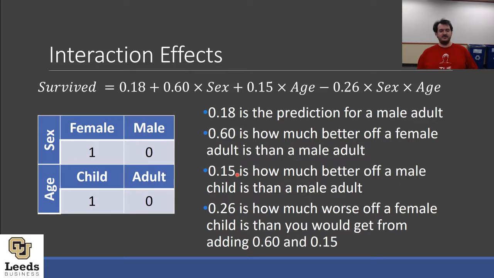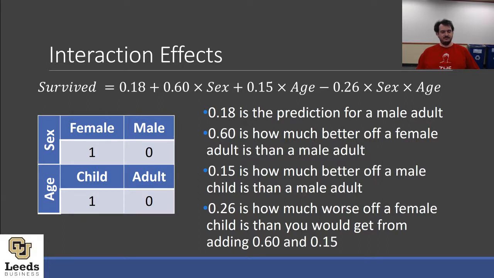0.15 is your age difference. So adult or child. It's how much better a male child is than a male adult because we've gone and set sex back to 0. This last number right here, this minus 0.26, that is how much worse off a female child would be than if you just added the boost for sex and age together.